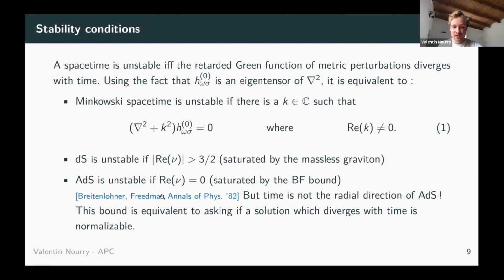And the same with de Sitter and anti-de Sitter. Using this eigenvalue nu, the criterion, using the definition of nu, is such that the real part of nu in absolute value is bigger than 3/2. And when it's really equal to 3/2, it's just the massless graviton. And in AdS, it's a bit different. It's unstable when the real part of nu is 0. And this comes from the BF bound analysis, because in AdS, negative mass squared are allowed, but below a certain bound, it will really be unstable because there will be a normalizable solution which diverges with time.